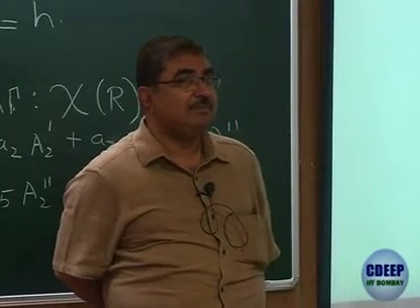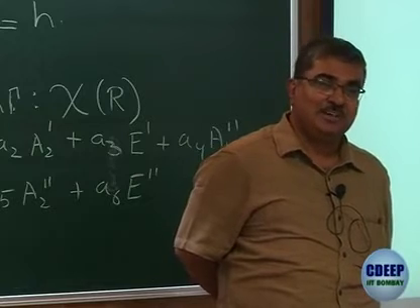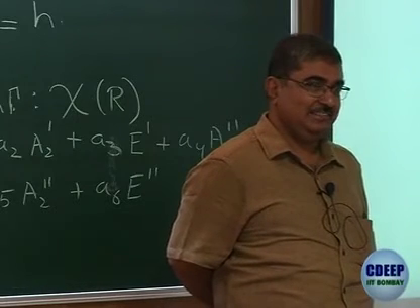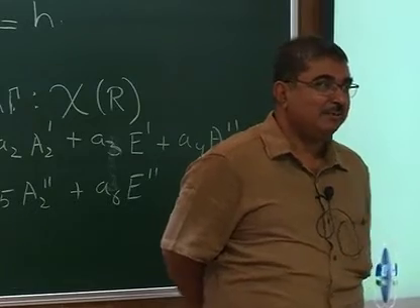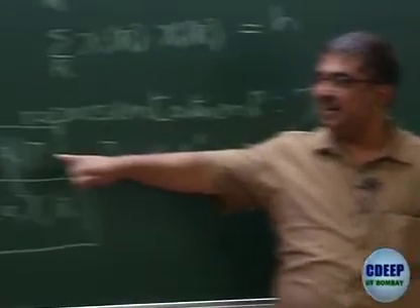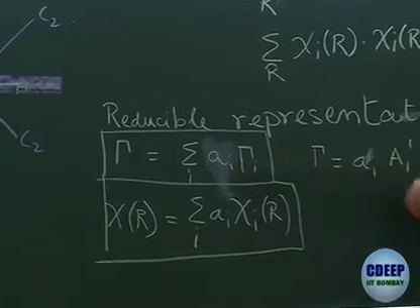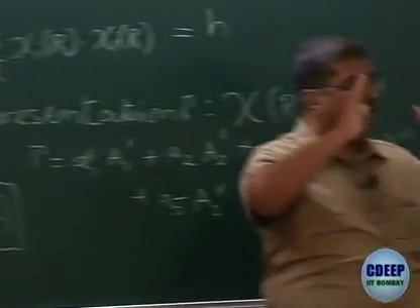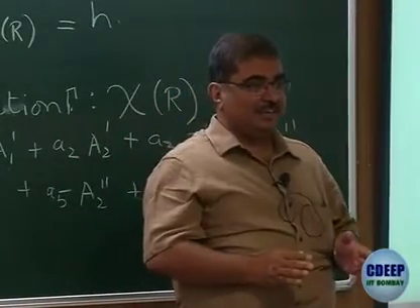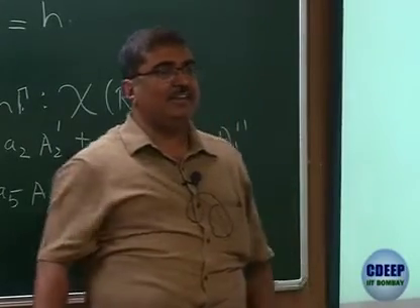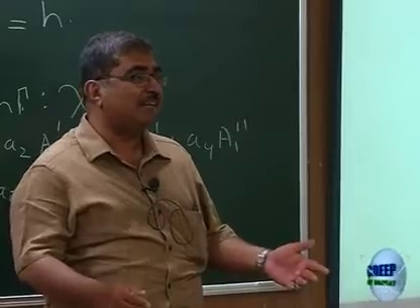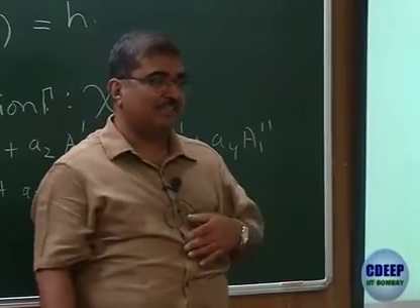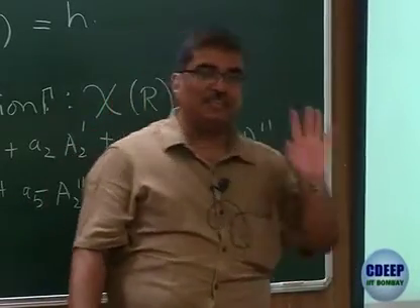For every R, are the coefficients the same? This is the question that should come to our mind. Yes, it is. That is what we are trying to say, right? When we write this gamma equal to sum over I AI gamma I, what we mean is that no matter which R you take, the same linear combination should hold. It cannot be different for different R's, because then you will not get the same reducible representation. That is the question I was actually waiting for. Great. Now we will go ahead.